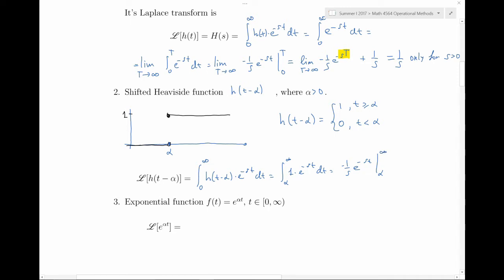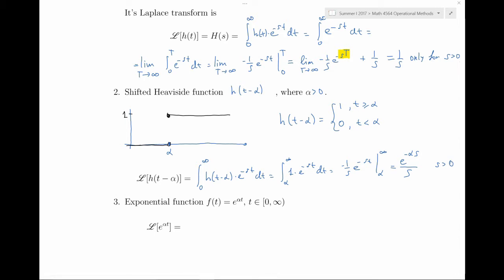Notice I didn't write the limit again. Well, I'm doing that to shorten the notation. So this is just a notation that I'm actually behind the scenes evaluating the limit. When I plug in alpha, then I just get e to the minus alpha s divided by s. When I plug in infinity, I get 0 for positive s. Again, this only exists if s is assumed to be greater than 0. And that's the value of the Laplace transform.